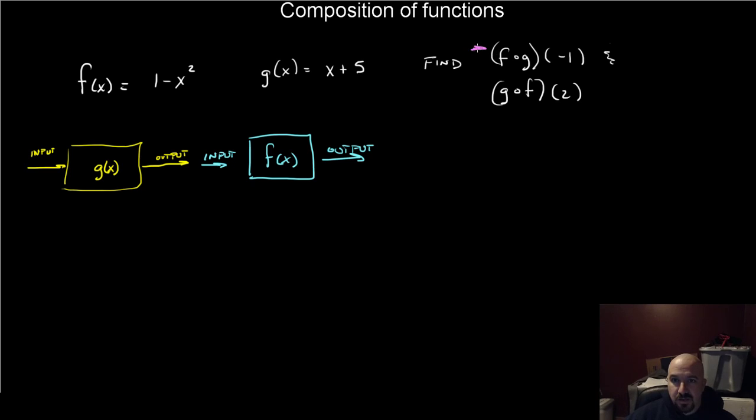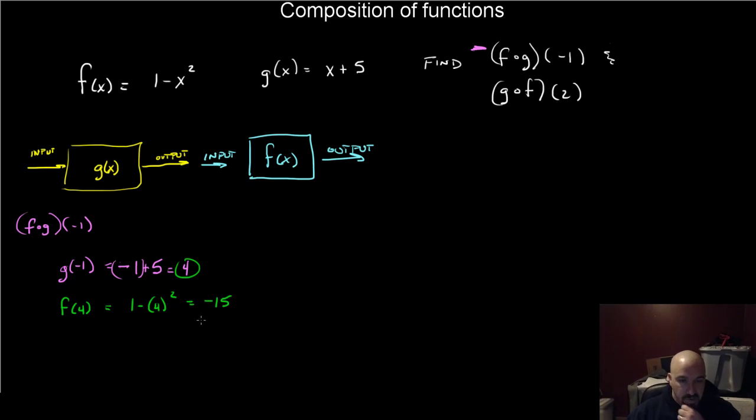All right, taking this first one here, f of g of -1. First, we're going to find g of -1, because the one closest to the number is the one that gets the first thing. If you're doing multiple compositions, it goes in order from right to left. So g of -1 is equal to -1 plus 5, which gives us +4. Now we take this +4 and find f of 4. Remember, g's output becomes the input to f. So f of 4 is 1 minus 4 squared, which is -15. So the final answer, f of g of -1, is -15. That's one way of doing it.